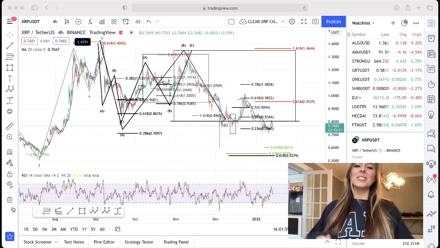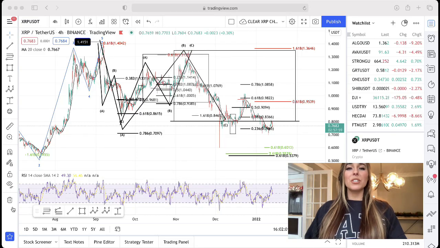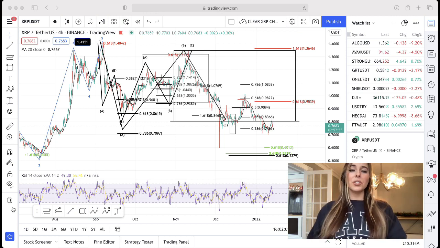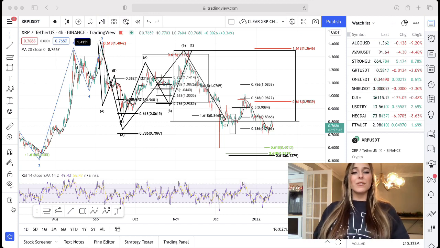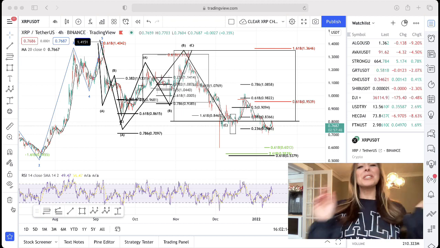Hi guys. Okay, so a lot of people have been asking me to do an XRP update, and so I want to take you through my charts and show you what I think XRP is about to do, and also show you how I get those targets. So if you want to see where I think XRP is headed, please keep watching.